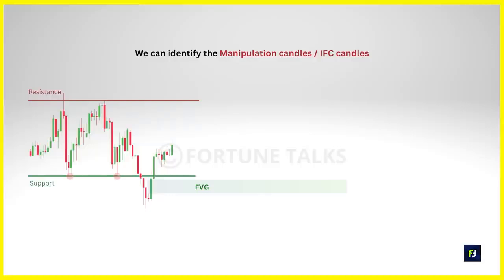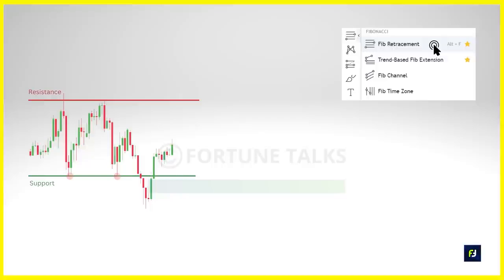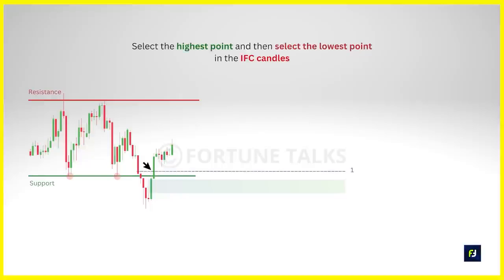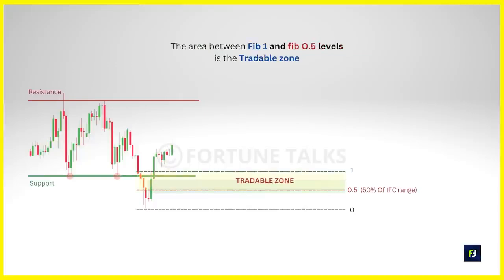Anyways, when the price starts to move higher, we can identify the manipulation candles. In this scenario, these are the last down close candles. I have marked these candles. Now I have to identify the tradable IFC range. For this, bring up the Fibonacci retracement tool and select the highest point in the IFC candles, and then drag the cursor and select the lowest point in the institutional candles. This will give you the IFC range.